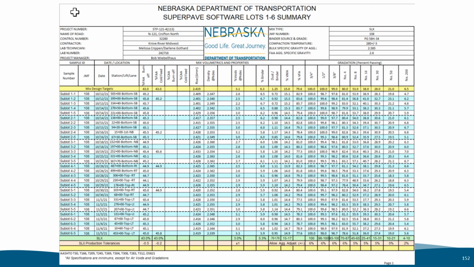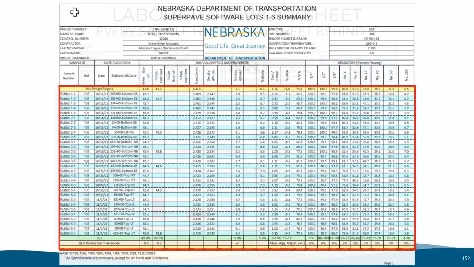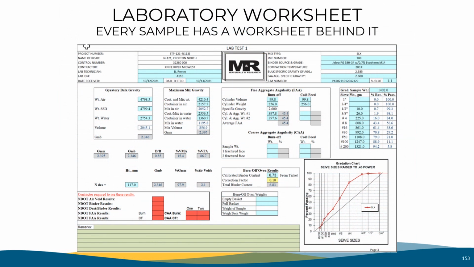This is the summary page. It shows the results of all the contractor testing. I'm not going to go over this entire sheet. Just notice that every test result for every property is reported on this sheet. This is where all of the data for the summary sheet in the previous slide comes from. This is where the contractor enters each test result for each individual sample. Every sample has its own worksheet like this. This data automatically populates back to the summary sheet.